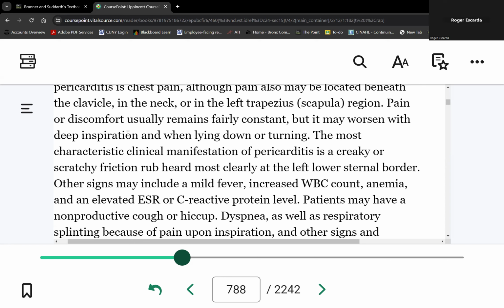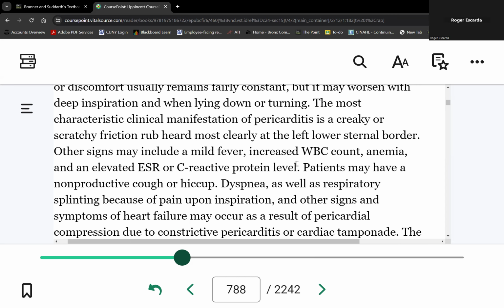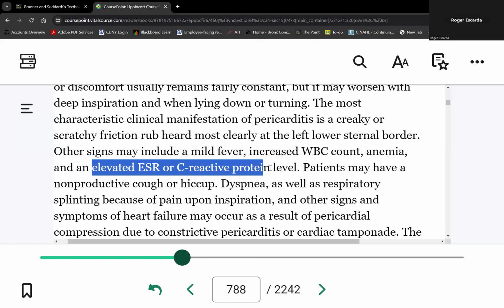So worse with inhalation and also with lying down or turning. It's painful. The sound will be like this, creaky or scratchy friction rub. And on labs, it's an inflammatory process. So there's indicators of inflammation: increased WBC, anemia, elevated ESR, CRP. These are, again, your inflammatory markers. So these two will be elevated.